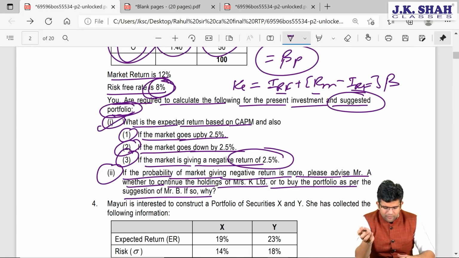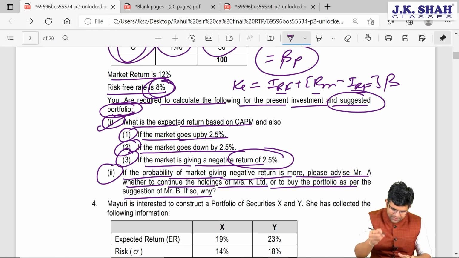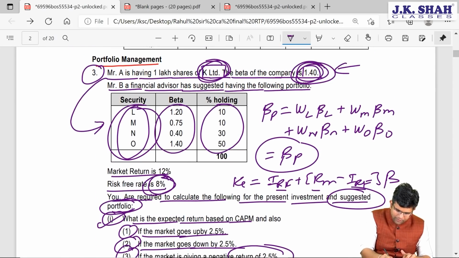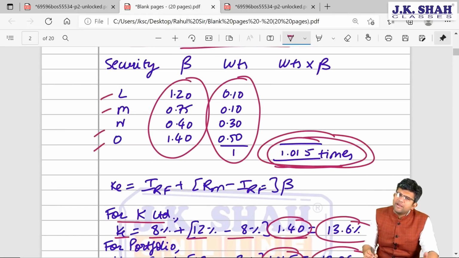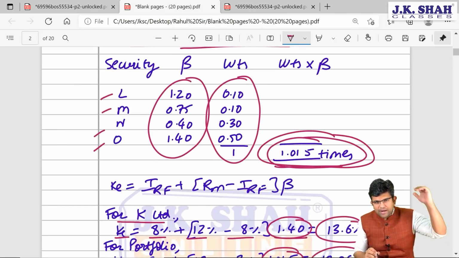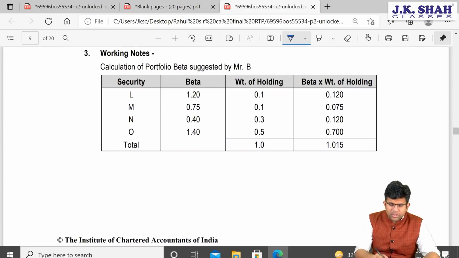So therefore, now if you compare the betas between K and the portfolio, children, K's beta is given in the question as 1.4, portfolio's beta is 1.015. So obviously, if you are expecting the market to crash, it would be better to remove our money from K Limited and invest in this portfolio since the beta is lower. Everyone clear? So that is what the Institute's solution also is.